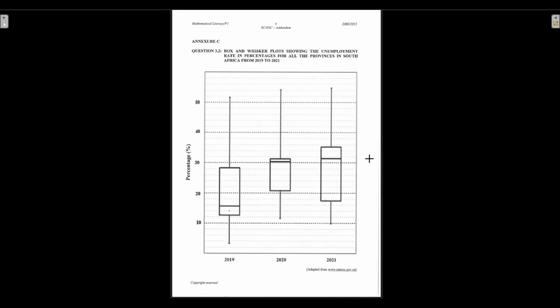Firstly, guys, we can see that the maximum value for 2021 is actually the highest value when you compare it to all the box and whisker diagrams. Do you see that? It's actually the highest value. So the first reason is that the maximum value is the highest in 2021. Therefore, we can say that the unemployment rate was at its highest in 2021 because the maximum value was the highest.